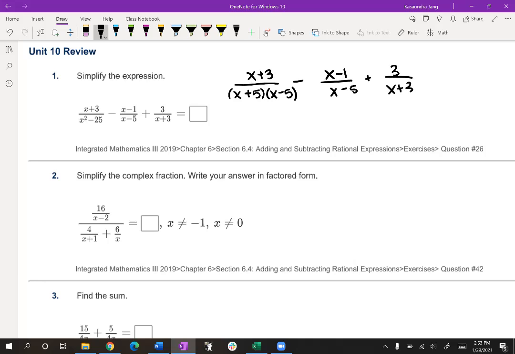All right, so as of right now, x minus 5 is in these two fractions. It is not in the third fraction though, so I will multiply by the x minus 5 over x minus 5. All right, and then my x plus 5 is in the first fraction, but it's not in the other two, so I need to multiply this guy by an x plus 5 over x plus 5, and the last one as well.